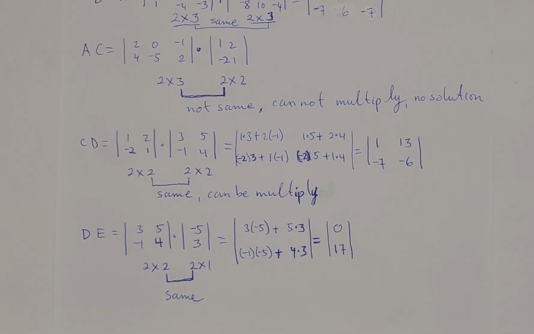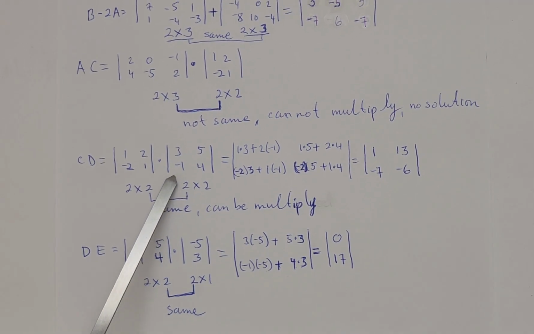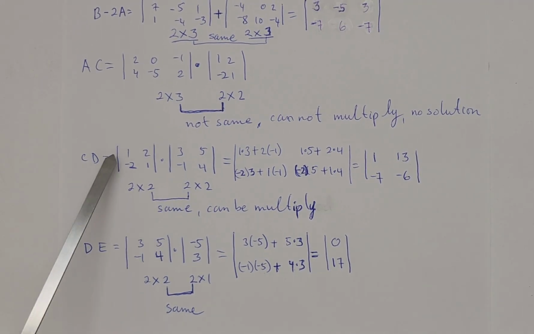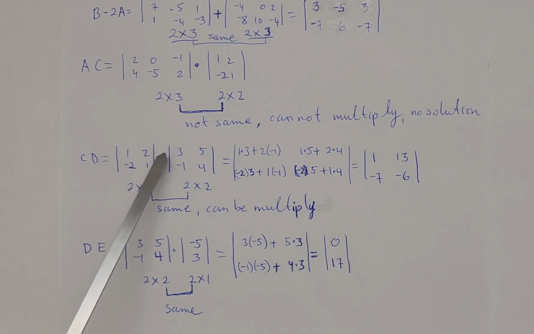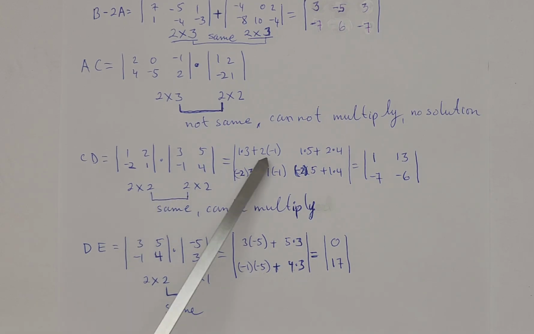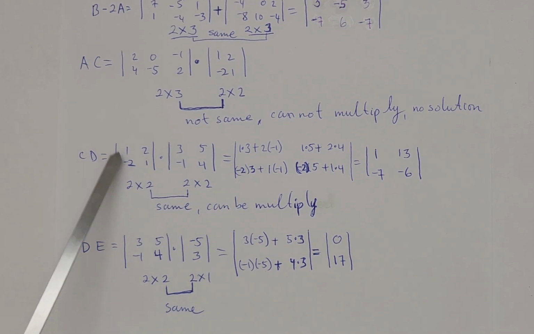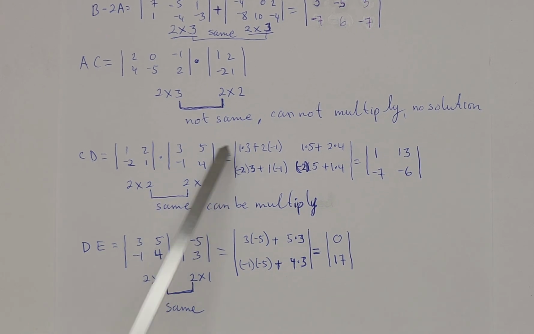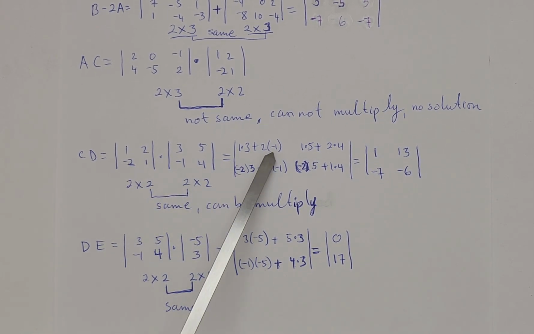So when you multiply, you will do first row times the first column. One more time. You will do first row times the first column. So 1 times 3, which I have here. 2 times -1, which I have here. And always plus, okay? So 1 times 3, which is here, plus 2 times -1, which is here.